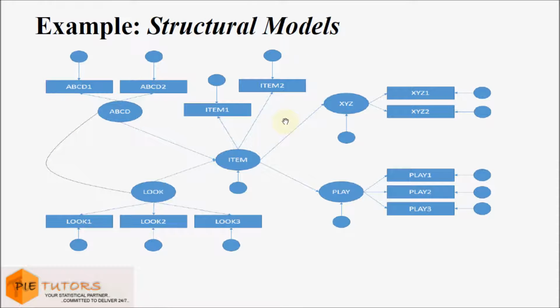So here is an example of a structural model. In this example, we have 5 latent variables. Each of these variables has a different number of indicators. For example, the latent variable look has 3 indicator variables. Similarly, the latent variable play has 3 indicators. The latent variable item has 2 indicators. The small circles attached to the indicator variables represent the error term associated with that variable. Now, this error term is associated with these variables because we assume that these variables are not measured perfectly.